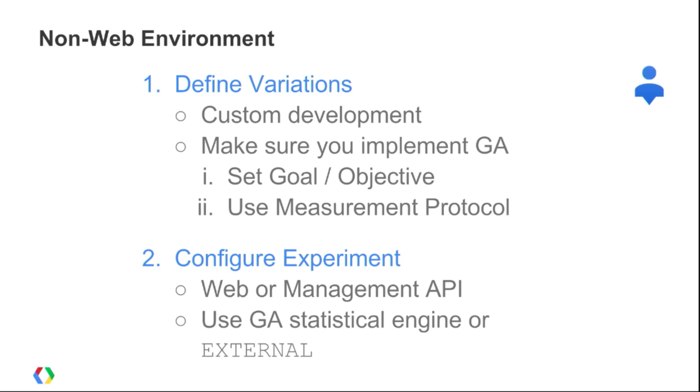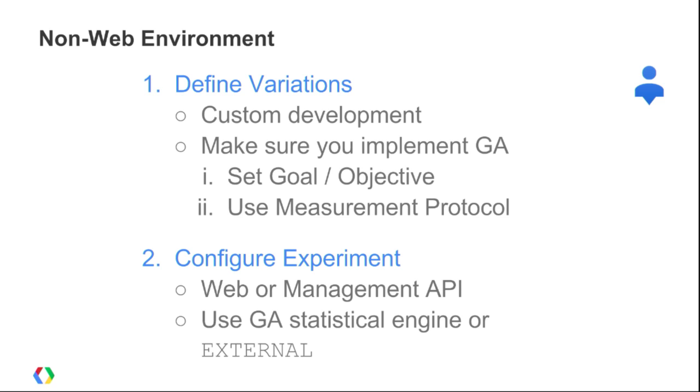In this case, you can use the web interface or the management API to set up your experiment, whatever's easier for you, depending on how you want to set it up. When you have variations that don't really have a URL, you still have to provide one, and it's fine. It won't validate properly, but you're just setting up the structure of the experiment in Google Analytics, and the URLs don't really matter. And then you can still choose whether you want to use a statistical engine from GA or not. If you don't, you can set the serving framework to external.